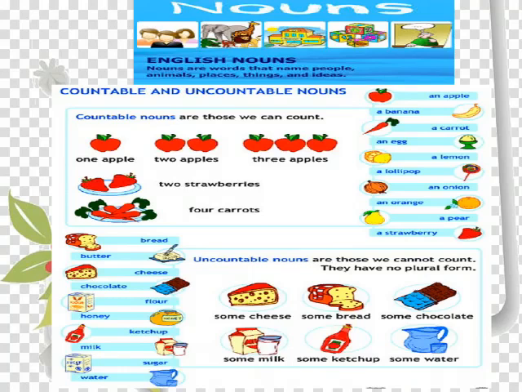Let us know what are countable and uncountable nouns. Countable nouns are those we can count. For example, 1 apple, 2 apples, 3 apples, etc. Uncountable nouns are those we cannot count. They have no plural forms. For example, butter, bread, cheese, honey.